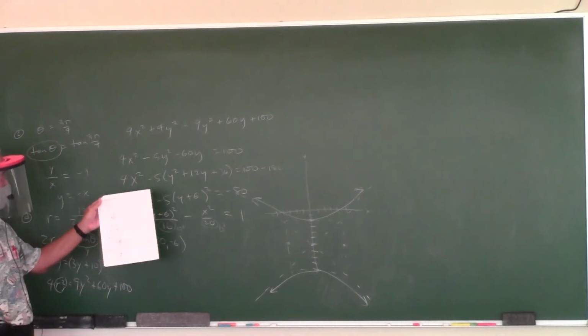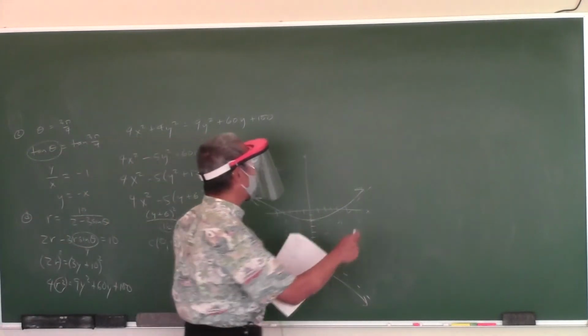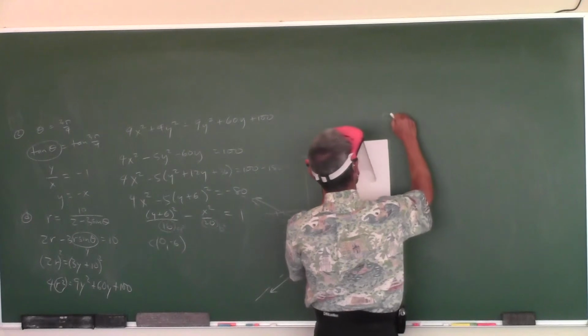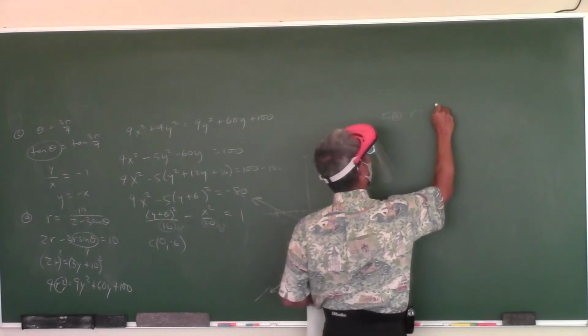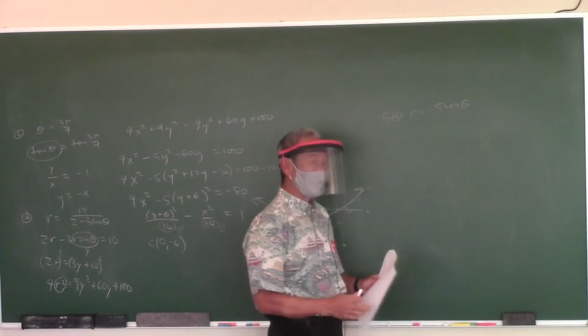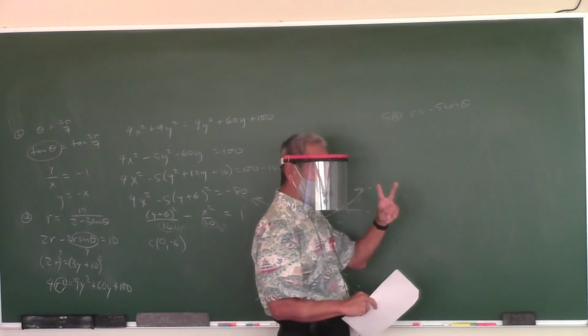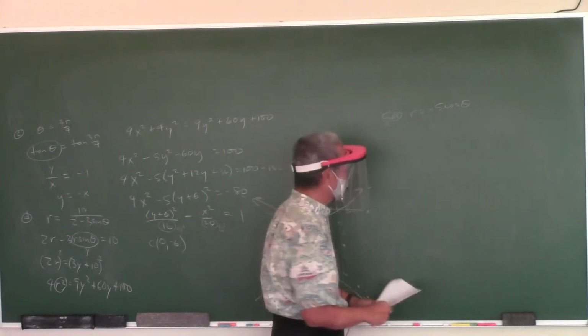Okay, and then the last page, these are all base graphs, yeah? So I hope you guys didn't purge everything. r equals -5 cosine theta. This is going to be a circle. To graph a circle, all you have to do is what? Plot 2 points, 0 and pi over 2.